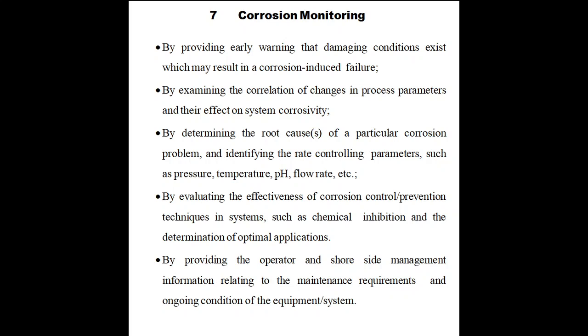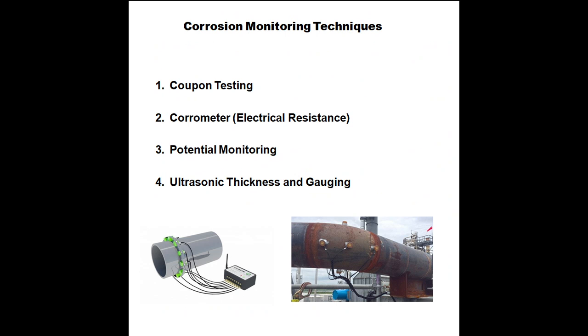So these kinds of parameters we can check continuously, and if these parameters, whether pressure, temperature, pH, and flow rate, are in control, we can be sure that the machine or plant is working well. And if these parameters go beyond a certain limit, you should always be ready to check the machine. It also provides the operator and shore side management information relating to the maintenance requirement. So this kind of monitoring we can use to give instructions to the maintenance staff. These are the common techniques used.